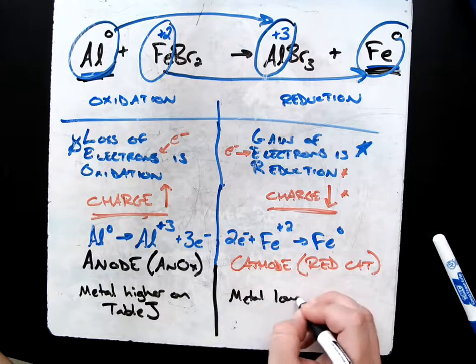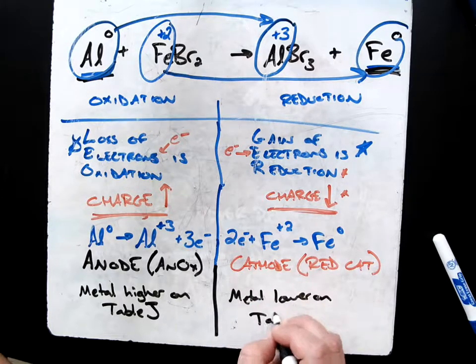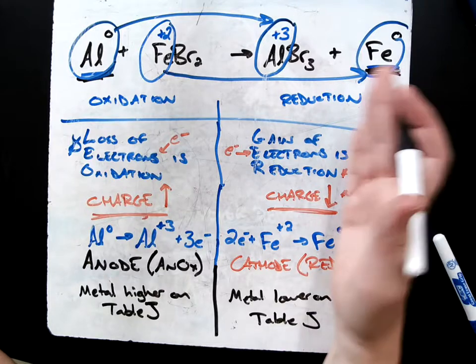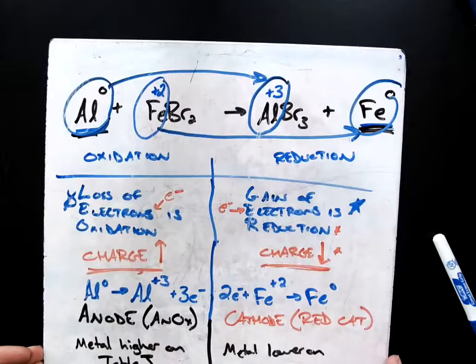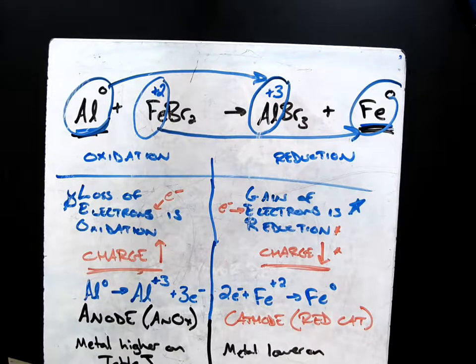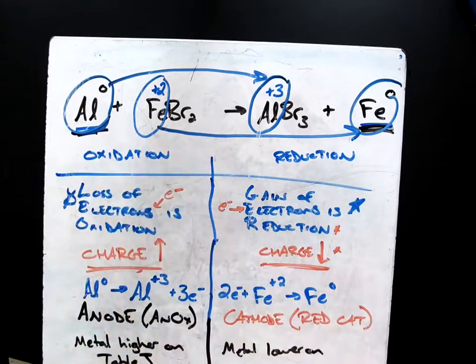And whatever metal is lower on table J, all of this will be true. Okay. One thing they'll have you do is label the electron flow or describe the electron flow. So, aluminum and iron.